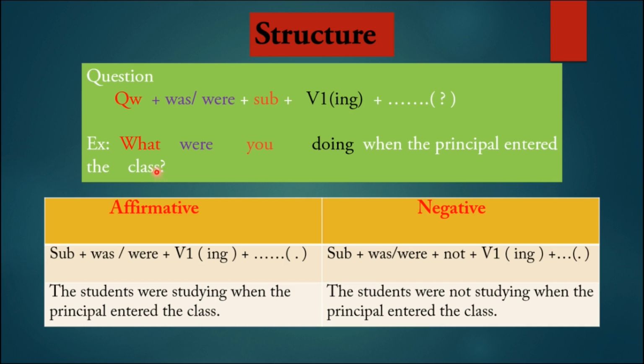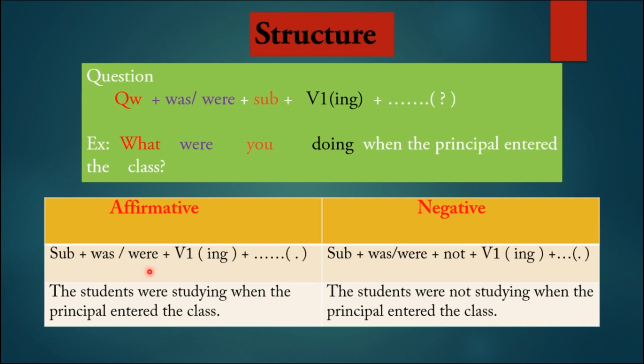That's my question. Let me check this sentence with the help of the structure. Question word what. Between was and were, I select were. It depends on the subject. The subject you is plural, so it is preceded by were, and the rest is the same. The answers, as usual, are two: affirmative and negative. Let us check the structures of the affirmative and the negative.